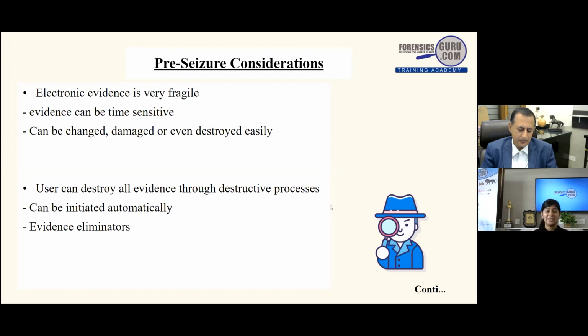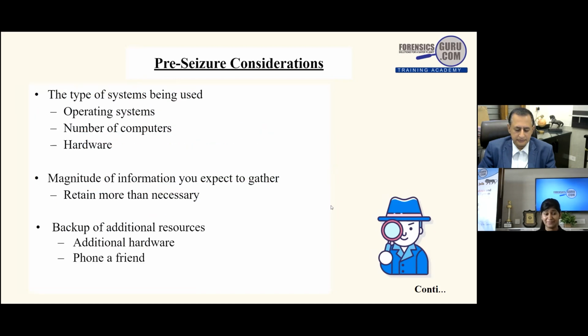is very smart, so they always keep an evidence eliminator kind of program in their system. At the back of their mind, they know that if they ever get caught, the moment the police come to them, they will run that evidence eliminator program or malware or anything else to eliminate or destroy all the evidence. So first responders should have knowledge about all these as well: what kind of evidence eliminator programs are available, and if there are, how to stop them and prevent any evidence from getting destroyed by these evidence eliminators.